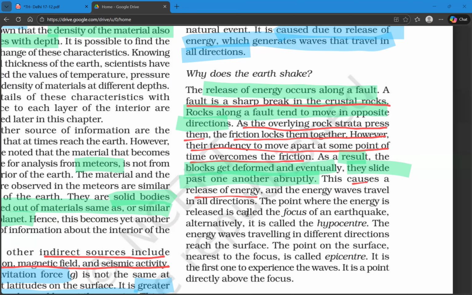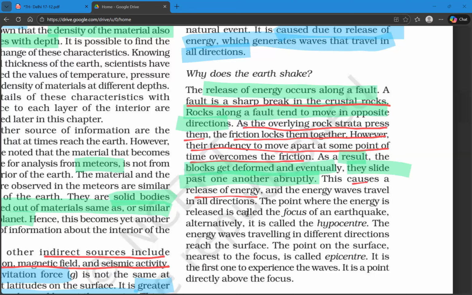It is at a point where the energy is released. So, the focus is also known as hypocenter. The energy waves traveling in different directions reach the surface, and the point on the surface that is nearest to the focus is called epicenter. So, epicenter is the point that is on the surface of the earth, whereas focus or hypocenter can be in the earth's crust or below the surface of the earth.